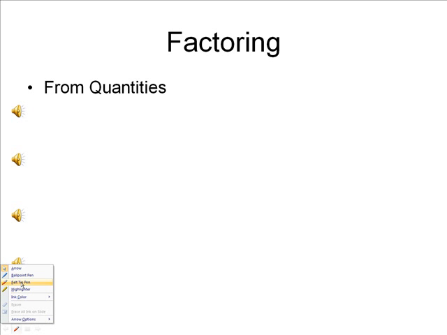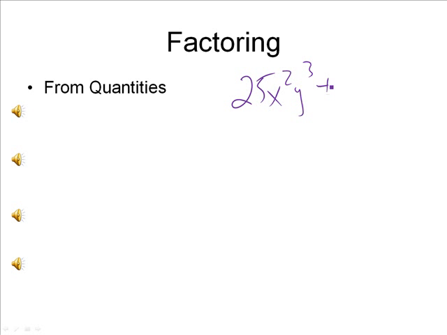And what that means is, let's say we have the quantity 25 x squared y cubed plus 35 x to the fourth y squared. Well, we can't combine those, right? They're not like terms. But we can factor out the greatest common factor. And we already said on the last slide, the greatest common factor was 5x squared y squared. We're going to factor that out.